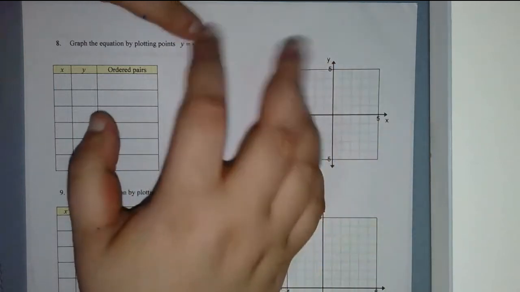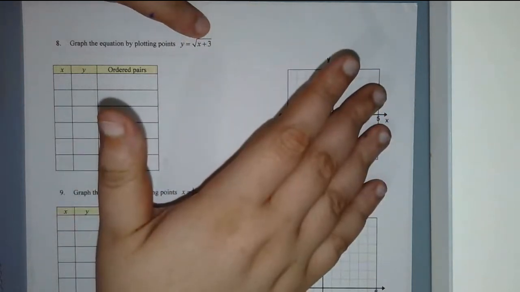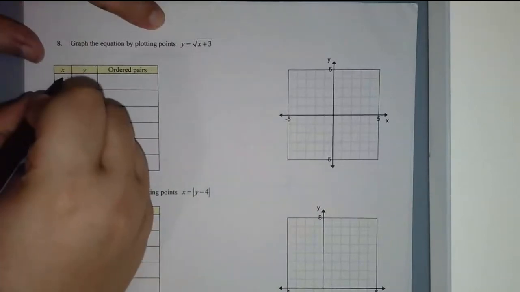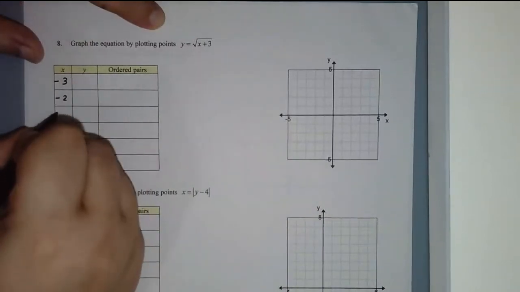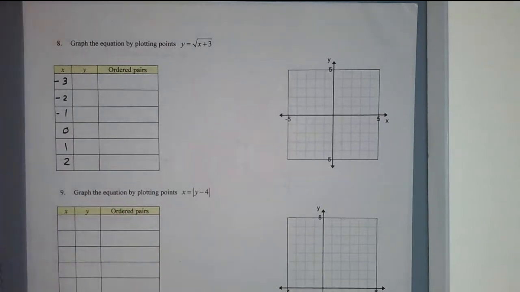So for x, you can't go below -3. Does that make sense? So when you're choosing your x value, you have to go, okay, so it's -3, -2, -1, 0, 1, 2. You can't go any lower than -3. Make sense?